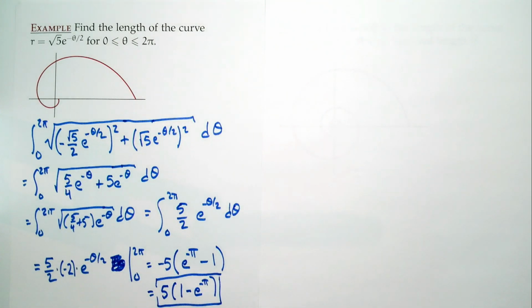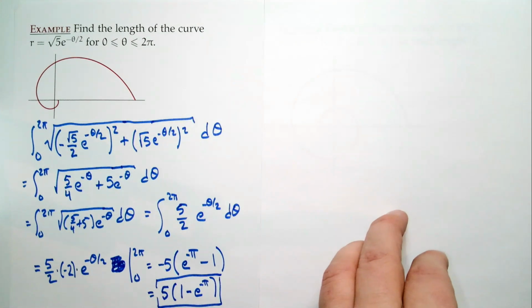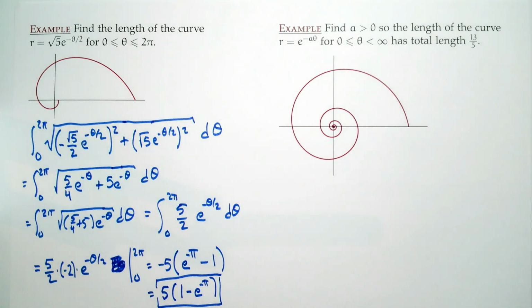So, all right, well, we have plenty of space left on this page, so we should do another one. Find alpha greater than 0 so that the length of the curve r equals e to the minus alpha theta, where theta goes from 0 to infinity, has total length 13/5. This is actually from an old final exam, but a really old final exam, back in the day.